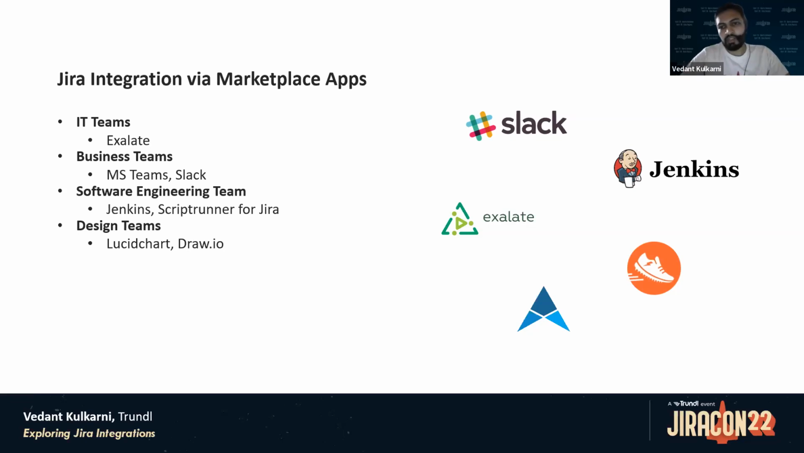So that sort of integration can be achieved for business teams within Jira. You can also integrate Jira with Jenkins and ScriptRunner. This will focus on software teams, like Jenkins, where you can integrate, and this way you can achieve some level of DevOps functionality in Jira.